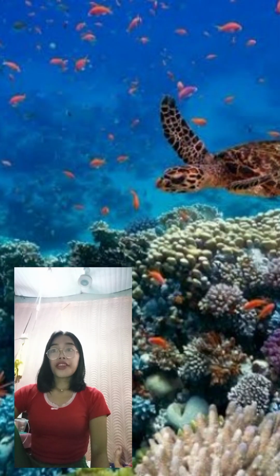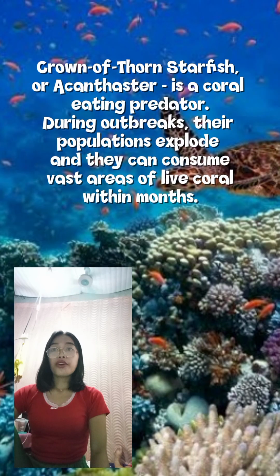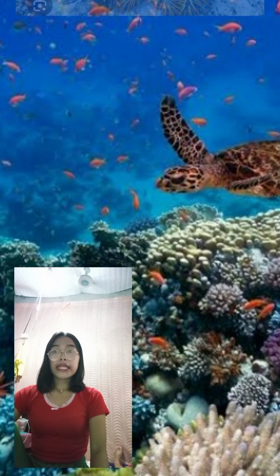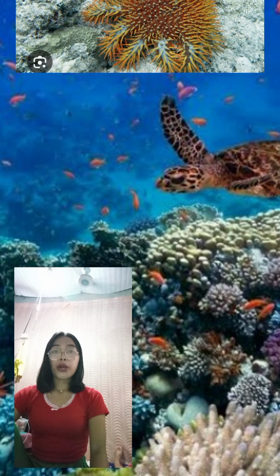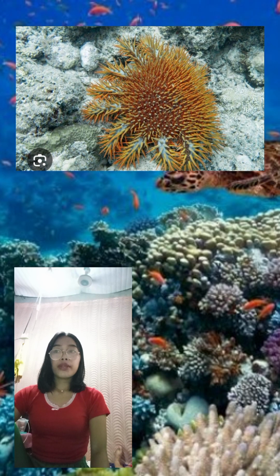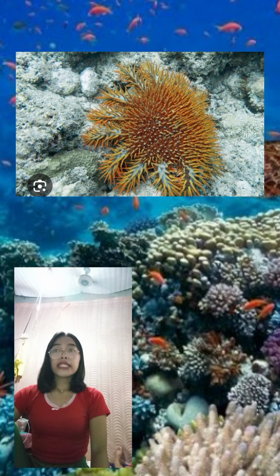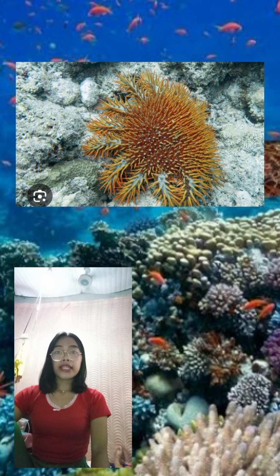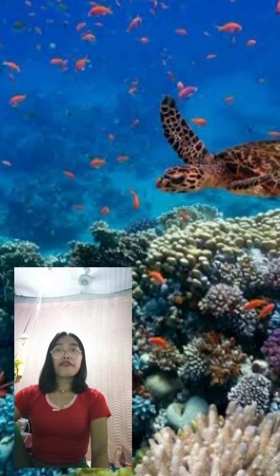The direct threat is the crown-of-thorns starfish. The crown-of-thorns starfish, or Acanthaster, is a coral-eating predator. During outbreaks, their population explodes and they can consume vast areas of live coral within months. This is considered a direct threat because the starfish physically destroys coral tissue, unlike environmental stressors that act indirectly.